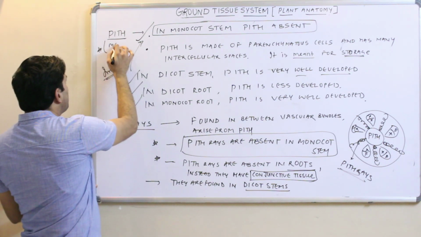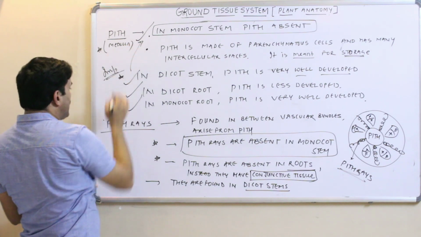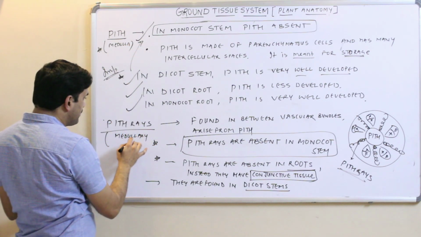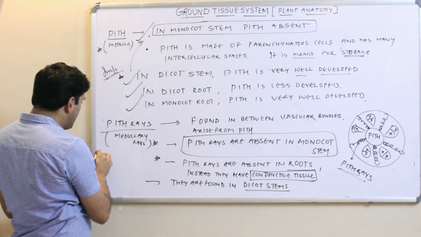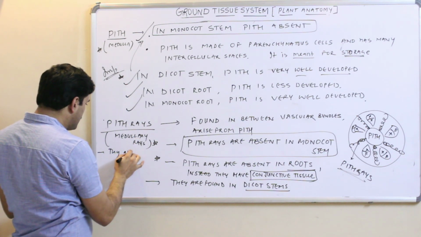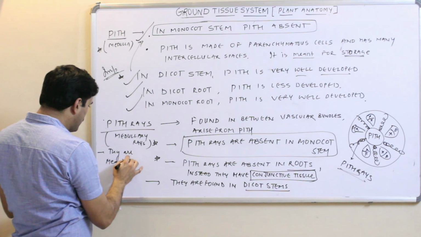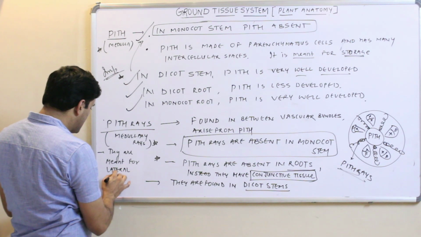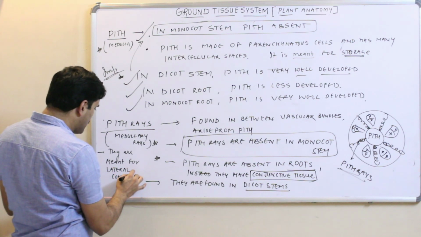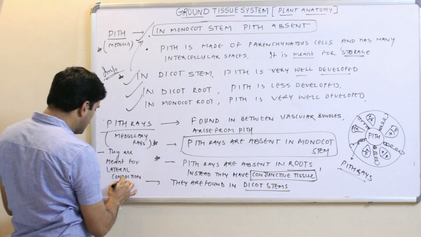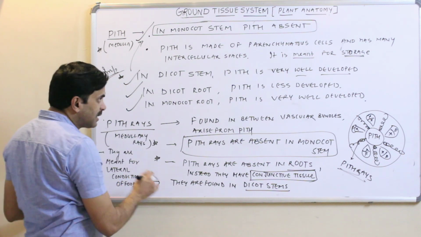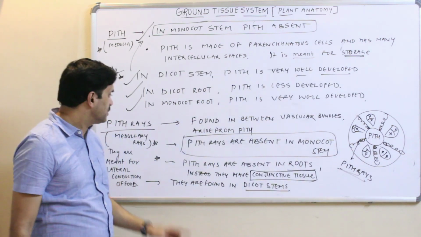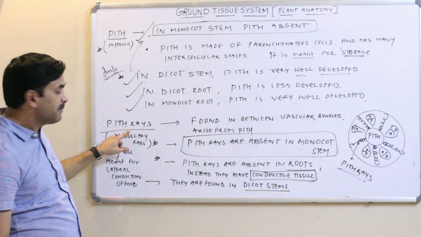Remember this thing, pith is also called as medulla, and therefore the pith rays will also be called as medullary rays, and they are meant for lateral conduction of food. Are you getting? Lateral means like this type. They are meant for lateral conduction of food. So this was all about the pith rays.